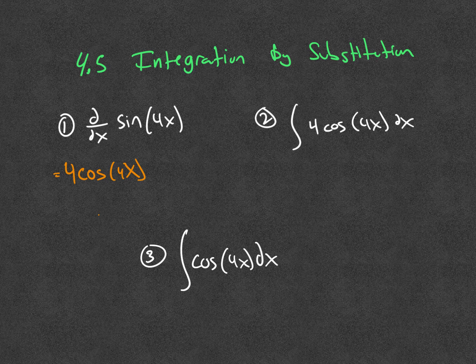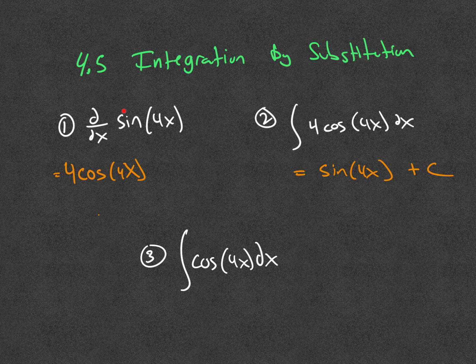If I do the integral in number 2 of 4 cosine 4x, I'm trying to do the antiderivative. The antiderivative of that answer we just got should be sine of 4x. So this equals sine of 4x plus c. Well, what happened to the 4? We had this 4 that seems to have disappeared in our answer.